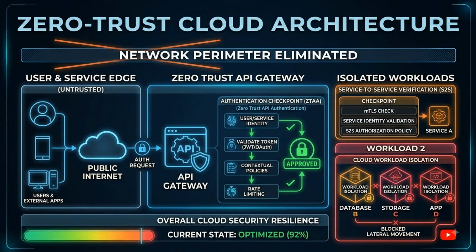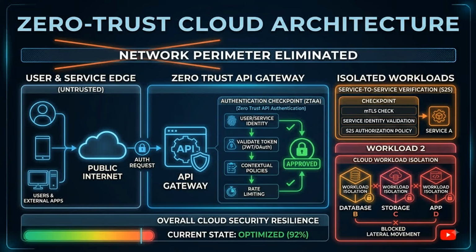Each service is isolated. Database isolation is enforced. Storage isolation is enforced. Application isolation is enforced. If one workload is compromised, others are safe. Lateral movement is blocked. The overall cloud security resilience is optimized at 92%.